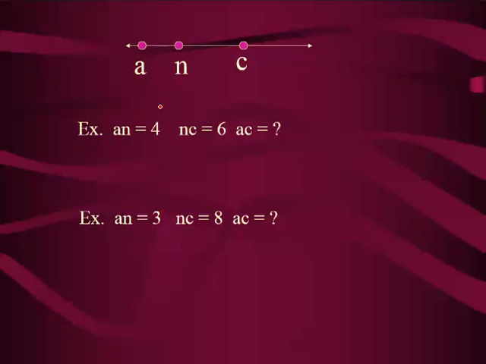Okay, if AN is 3 and NC is 8, what is AC going to be? Again, we should be able to add the parts to get the whole. So you should get 11 there.